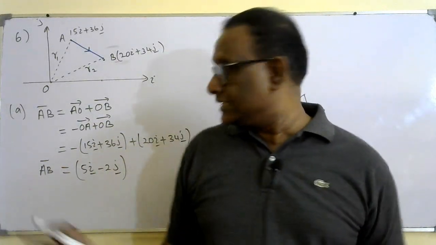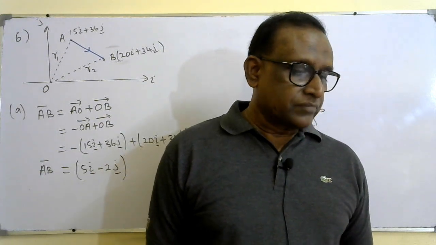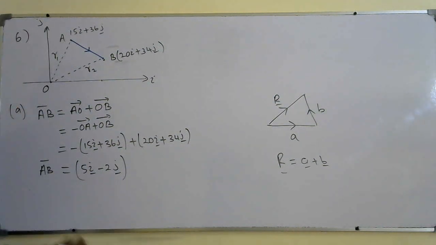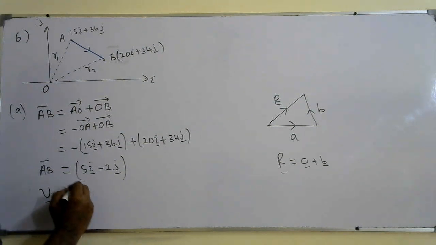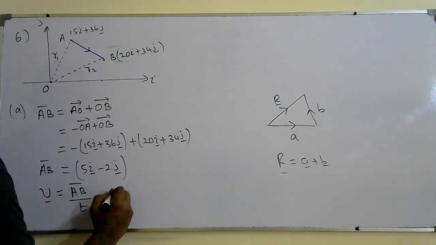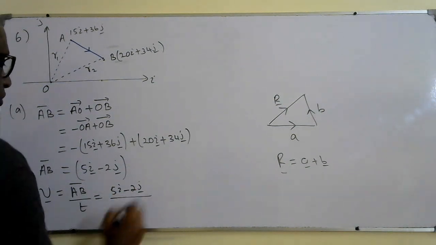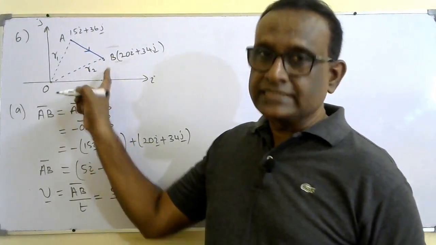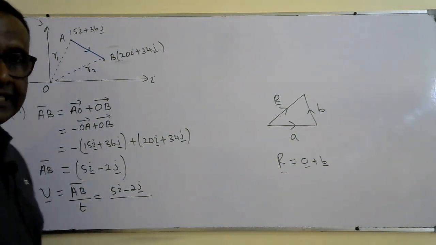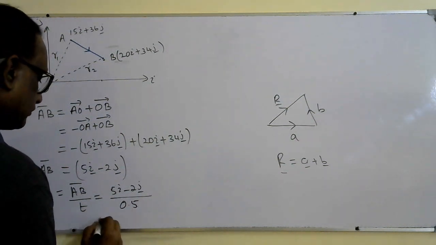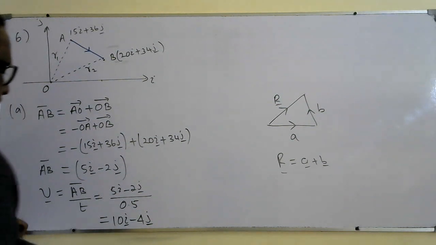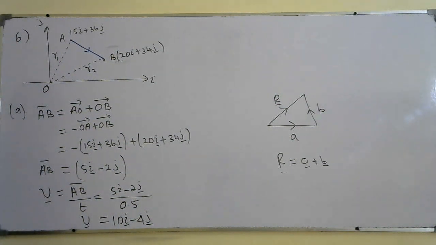It moved from A to B. That's the displacement vector of the ship P. But they asked to show the velocity vector. So velocity is equal to displacement vector over time. That is 5i minus 2j over time, which is 30 minutes. At 12 o'clock it was here, at 12:30 means half an hour. The question is in kilometers per hour, so dividing by 0.5, that's going to be 10i minus 4j. That's the answer, that's the velocity vector. It's interesting and also easy.